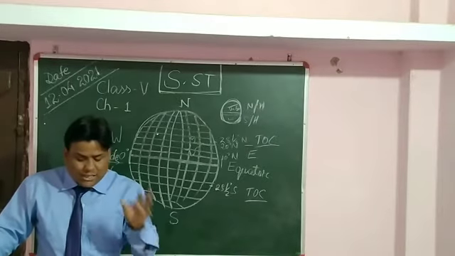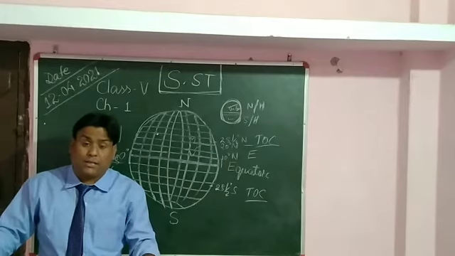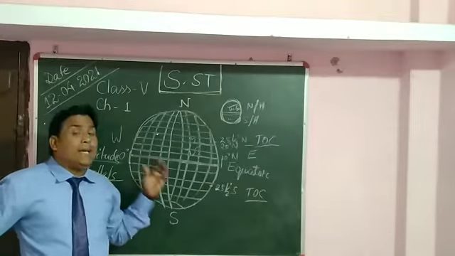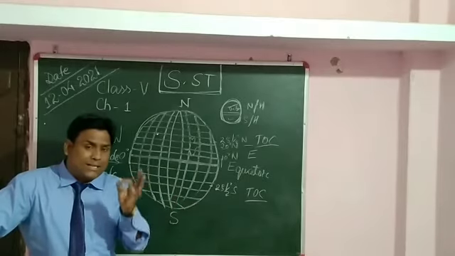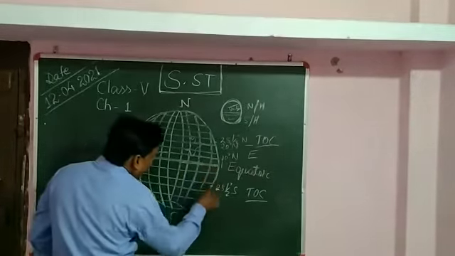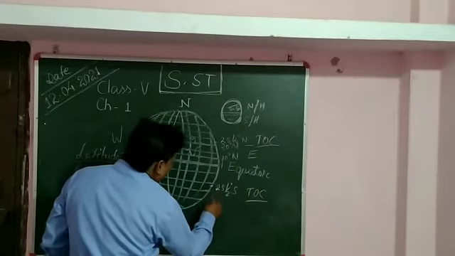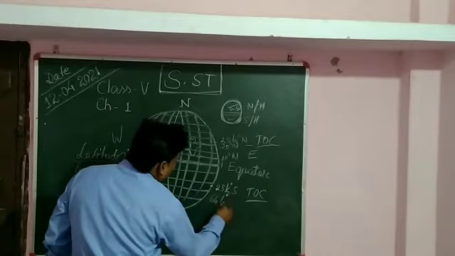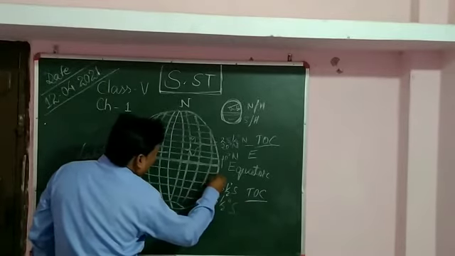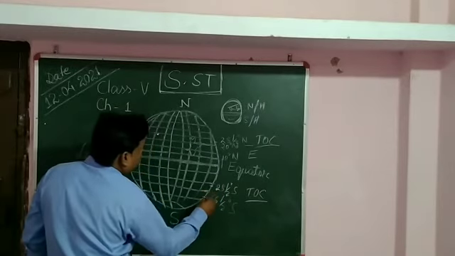So lines of latitude mark the distance of a place north and south from the equator. It means these lines, which are called parallels, are only to mark a distance from the equator. Suppose somebody says 60 and a half degree south. Suppose each grid has 10 degrees, so somewhere here it will be 66.